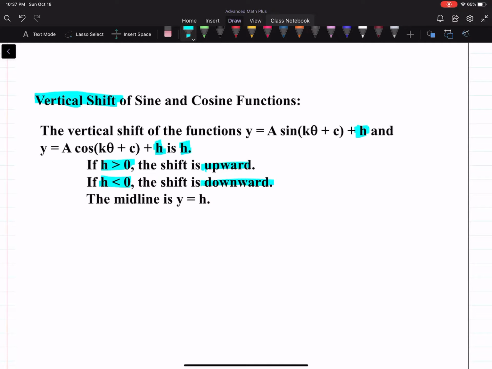Your midline, which is that line that goes through the very middle of your sine or cosine graph, is y equals h. That is the midline.